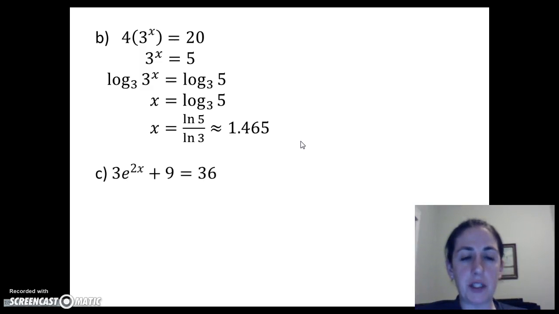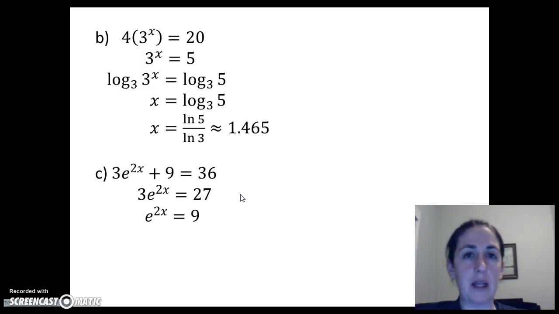3 times e to the 2x plus 9 equals 36. Solve this like any other equation. Isolate the variable. It just so happens that the variable is in the exponent, but we'll worry about that as we get closer. First, we'll get rid of this plus 9 by subtracting 9 from both sides. This is 3 times e to the 2x, so we'll divide both sides by 3. And now we need to get rid of the e.